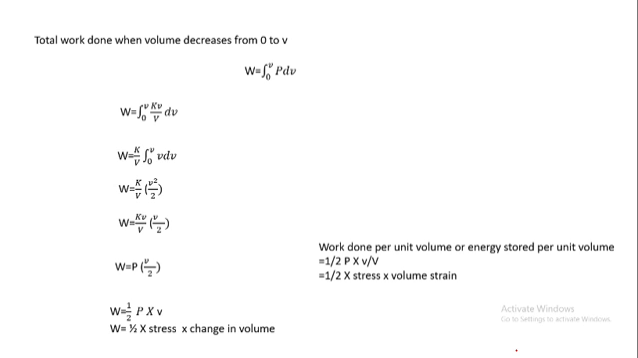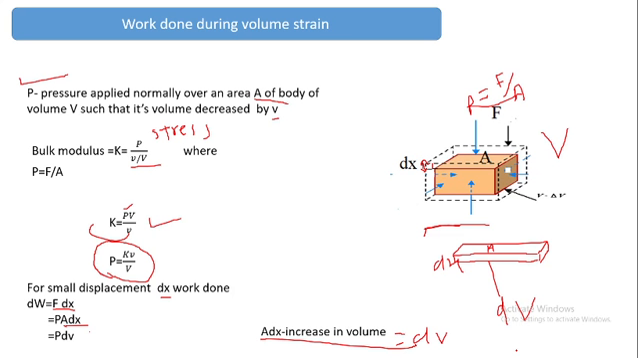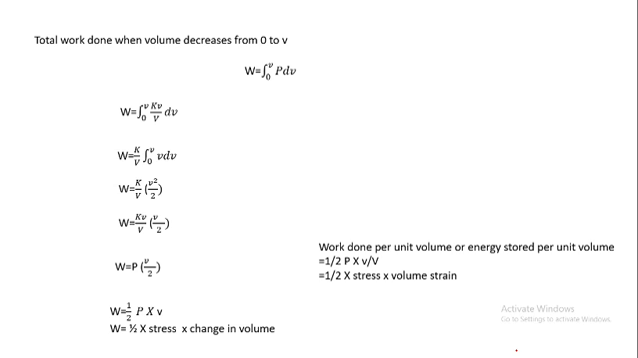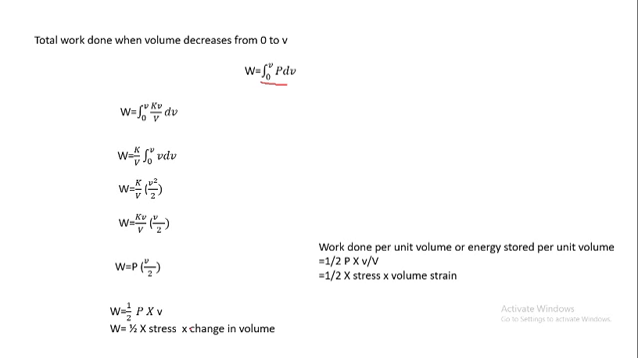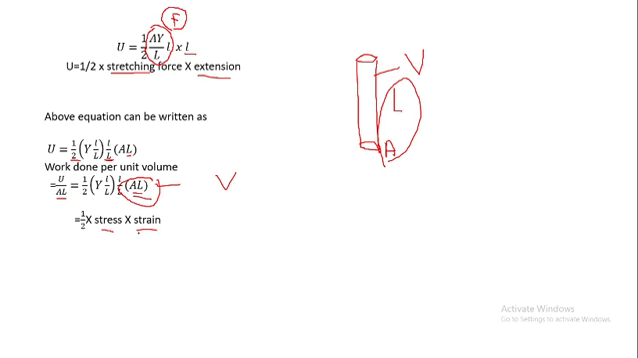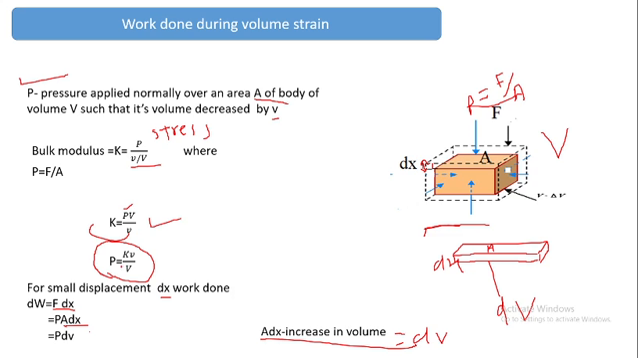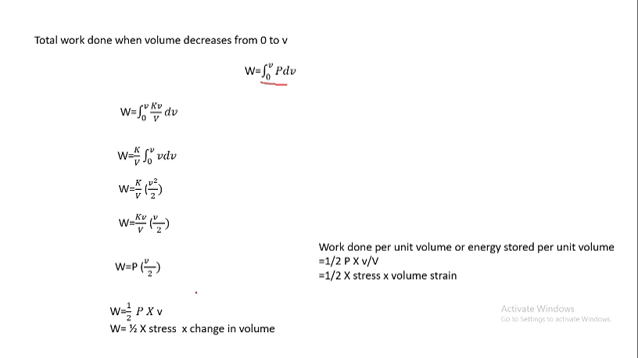So if there is an increase or decrease in the volume from 0 to V, then the total work done can be determined by taking the integration of the above equation. So you take the integration from 0 to V of P into dV. From your first equation, P is equal to kV divided by V. If we put this in this equation, we get kV divided by V.